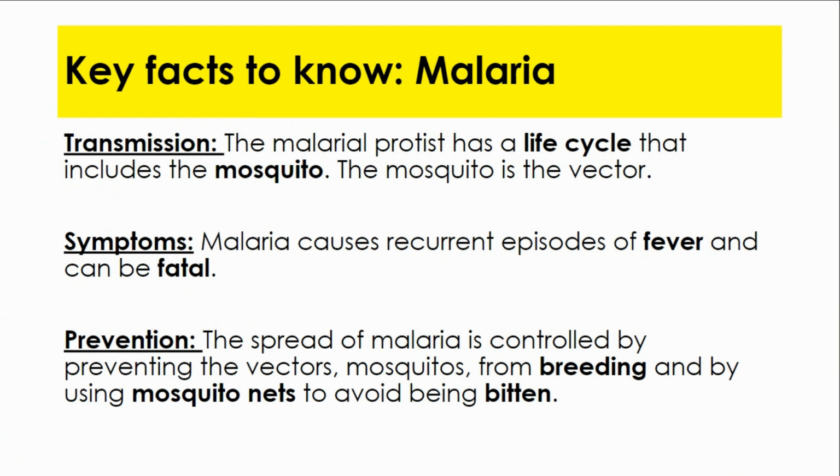Key facts to know about malaria. Transmission. The malarial protist has a life cycle that includes the mosquito. The mosquito is the vector. Symptoms. Malaria causes recurrent episodes of fever and can be fatal. Prevention. The spread of malaria is controlled by preventing the vectors, mosquitoes, from breeding and by using mosquito nets to avoid being bitten.